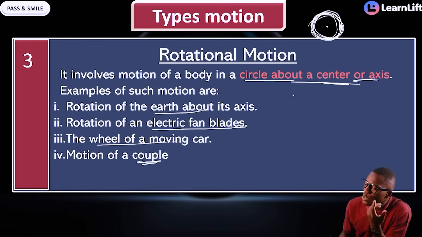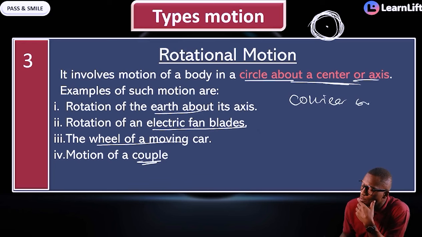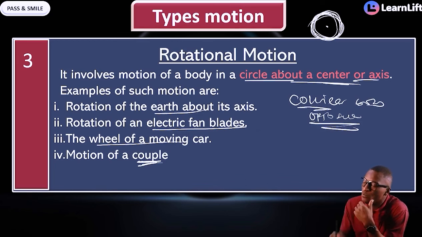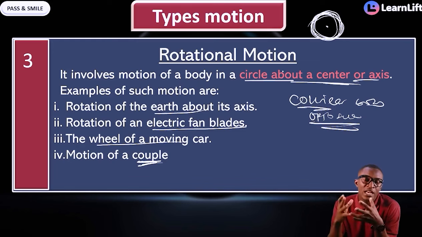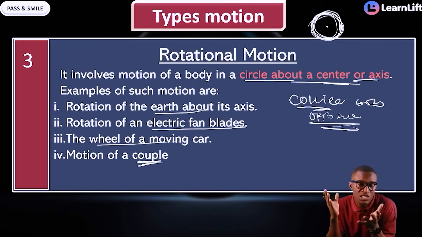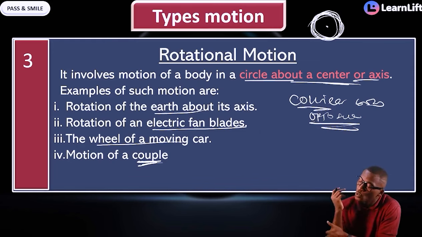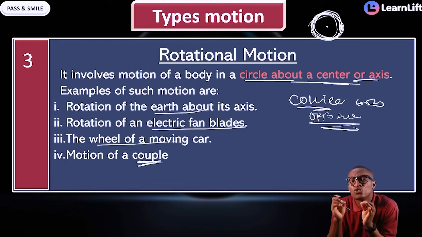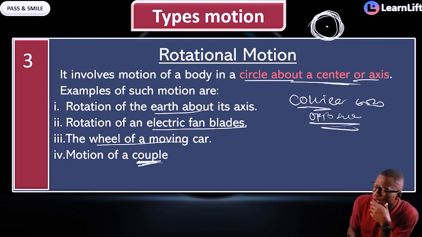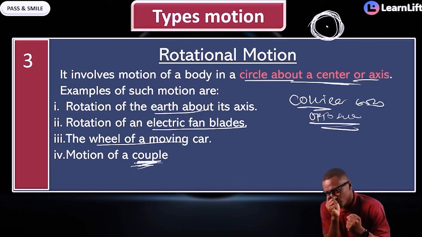Most times they can ask you, what's the motion of collinear bodies moving in opposite directions? Now, in as far as moving in opposite direction, in as far as collinear, what should come to your mind is a couple. Couple is an example of rotational motion. When I get to couple, equilibrium of force, I'm going to explain that. Do you understand? It's a constant WAEC question. For WAEC students, take note.